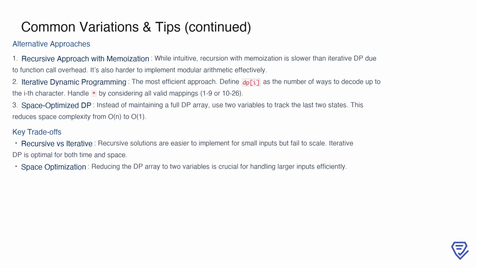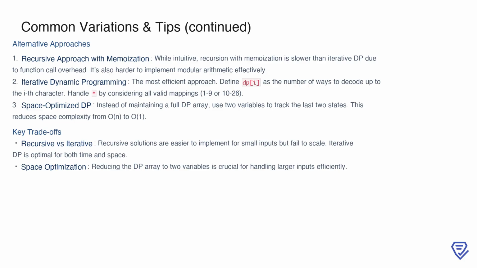Finally, let's explore some alternative approaches and their trade-offs. A recursive approach with memoization is intuitive and can help you break down the problem conceptually. However, it's slower than iterative dynamic programming due to the overhead of recursive calls, and modular arithmetic is harder to manage effectively in this framework. Iterative dynamic programming is the most efficient approach.